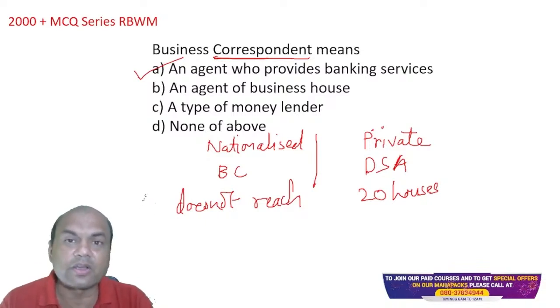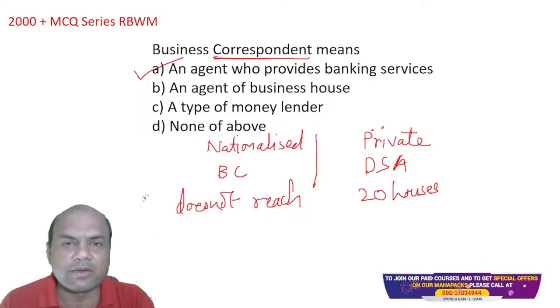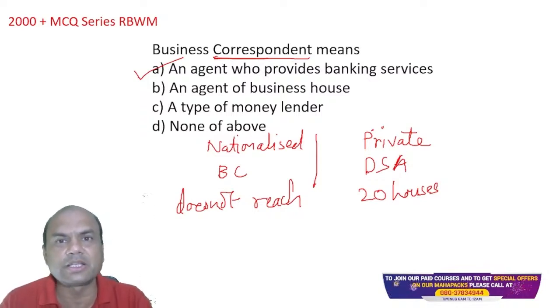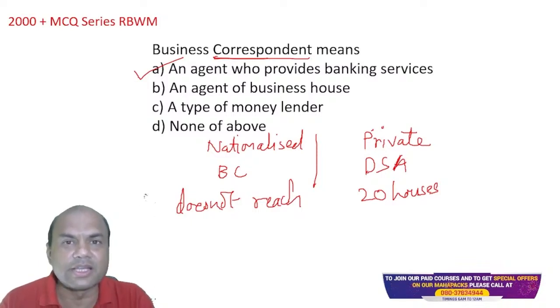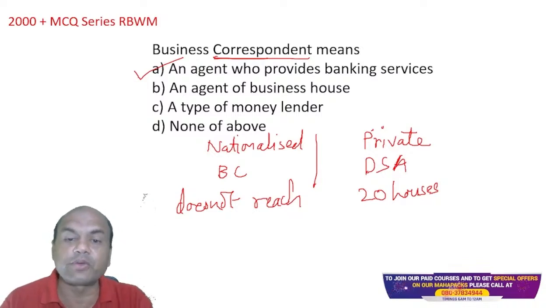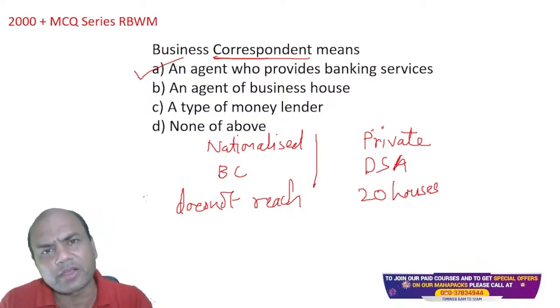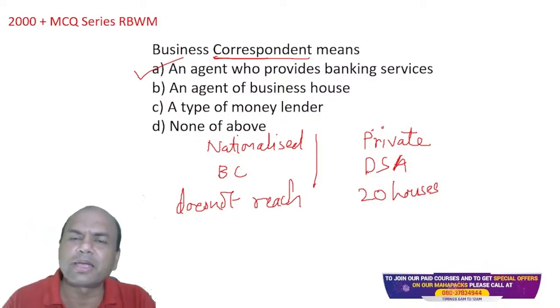Your salaries, your running expenses, electricity, and all this coming and going, because employees won't be living in that village, right? They'll be staying in the nearby cities, so coming and going, what will be the cost? So that's why we don't open the branch over there. We open a BC over there, business correspondent, a private agency. Somebody from that village itself will provide the banking services.